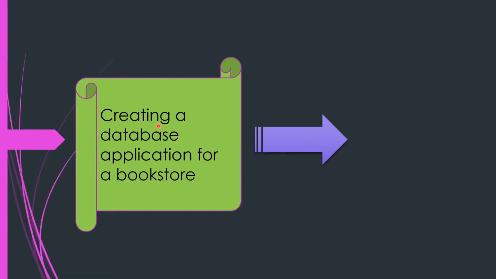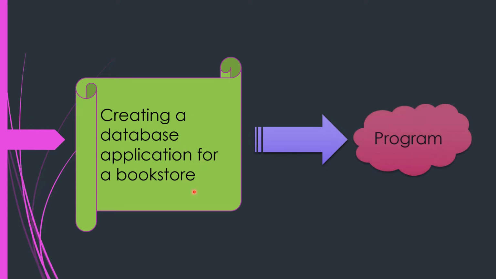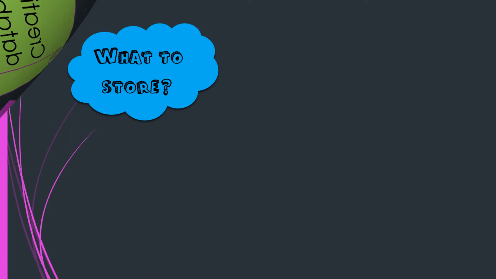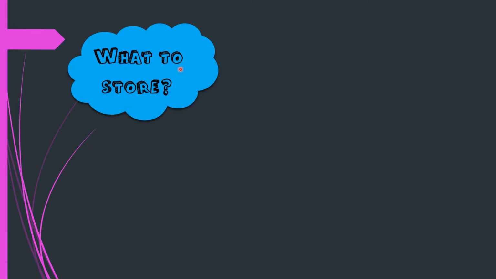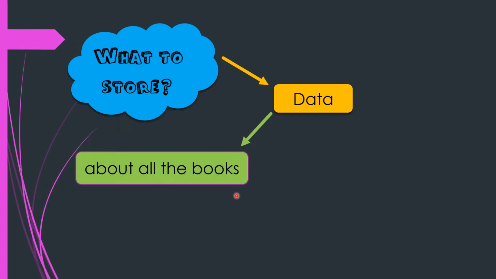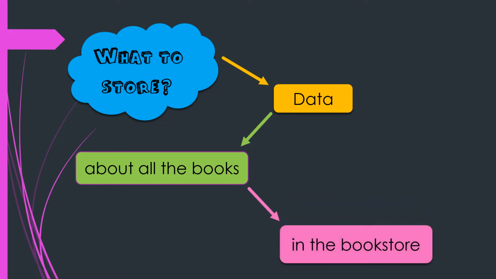So in our example, we are going to create a database application for a bookstore. So we can say that we are going to make a program in which we will be storing some details about the bookstore. Now, firstly, the question arises what to store. When we are making a program on a bookstore, we need to store something. But what will we store? We will store data. And this data will be about what? This data will be about all the books. And where are all the books available? They are available in the bookstore.